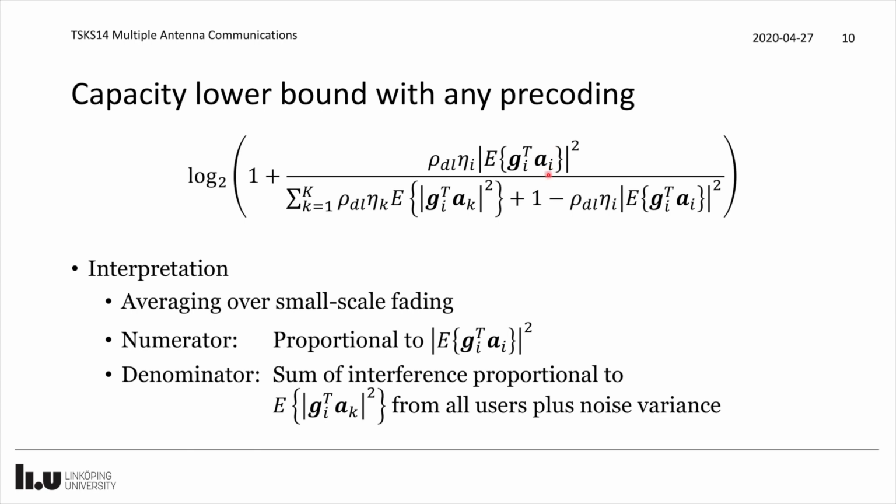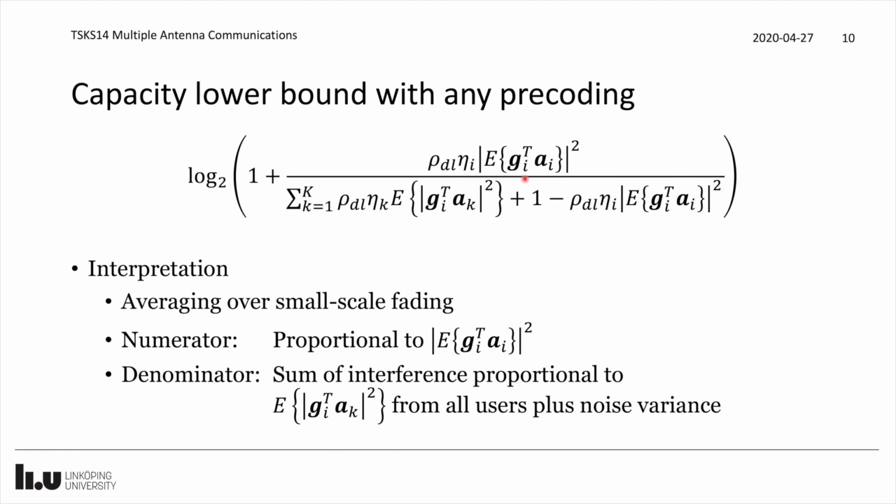And the more channel hardening we're having, the better this bound is going to be, the closer it's going to be to true capacity, when actually the expected value of this term is very close to the actual realization that we get in every coherence interval. But I would like to stress that there's no approximations involved here.